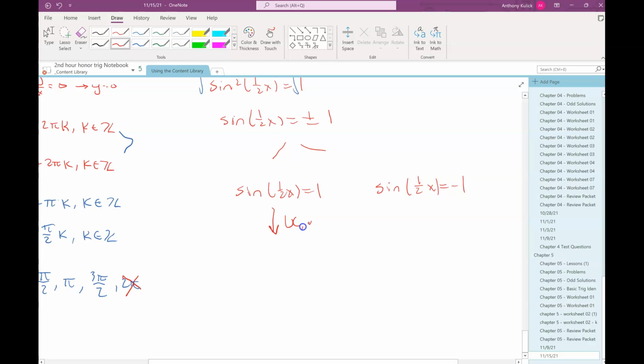Go to the unit circle where y is equal to 1. That happens at pi over 2. And go to the unit circle where y equals -1. That happens at 3 pi over 2.